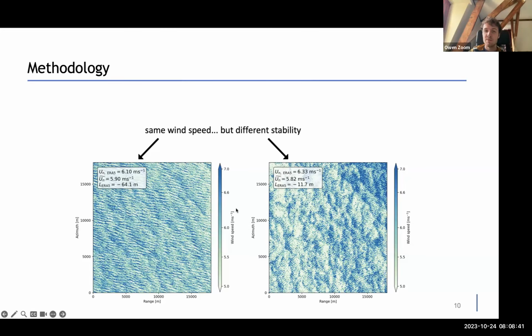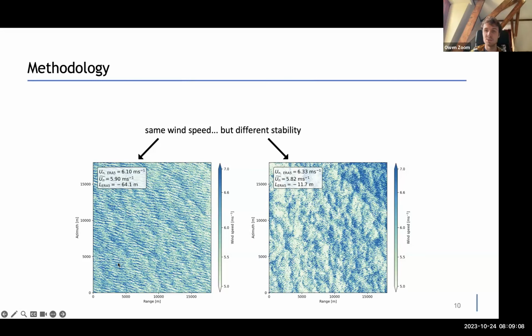Here I have two examples of wind fields. And I would like to point out that according to ERA5 and our own estimates of the average or median wind speed, which is the first two values here, they're approximately the same. So it's hovering around 6 meters per second. But the texture we see is very different. So the one on the right is clearly more bubbly, whereas the one on the left has these streaky patterns.